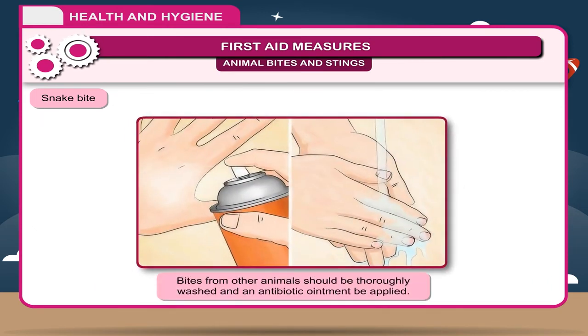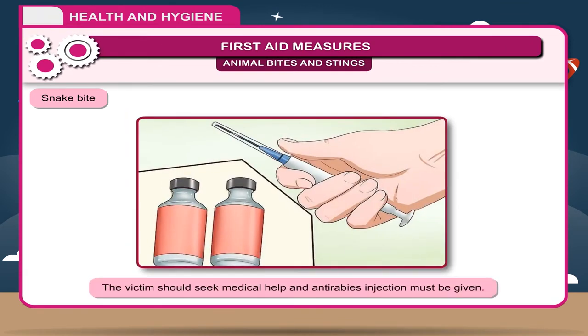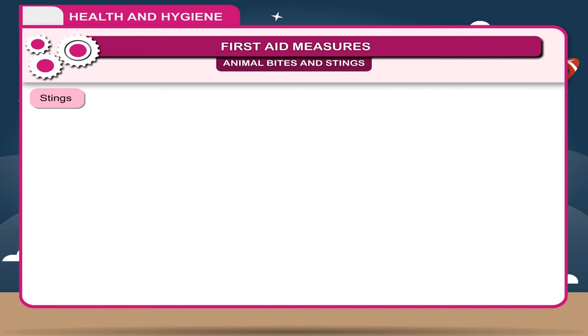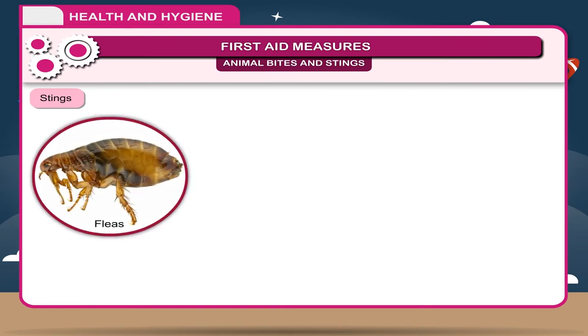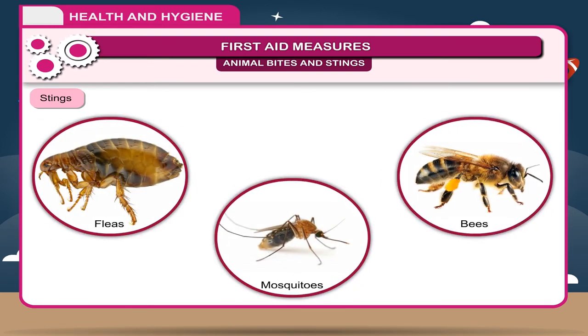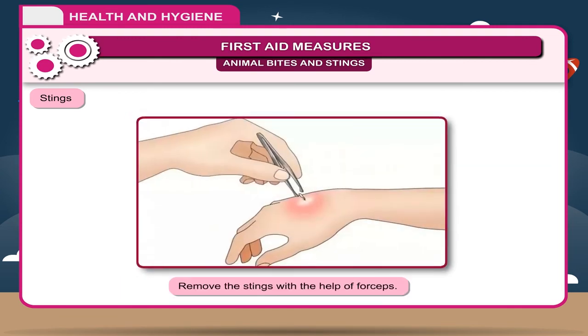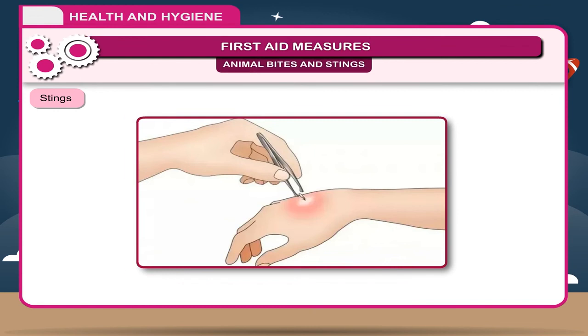Bites from other animals should be thoroughly washed and an antibiotic ointment should be applied. The victim should seek medical help and an anti-rabies injection must be given. Stings. Bites from insects like fleas, mosquitoes, bees, etc. should be washed to prevent infection, and cold compresses are applied to alleviate itching and pain. Remove the stings with the help of forceps.